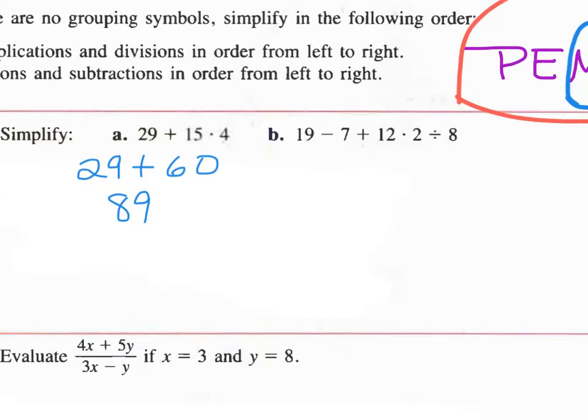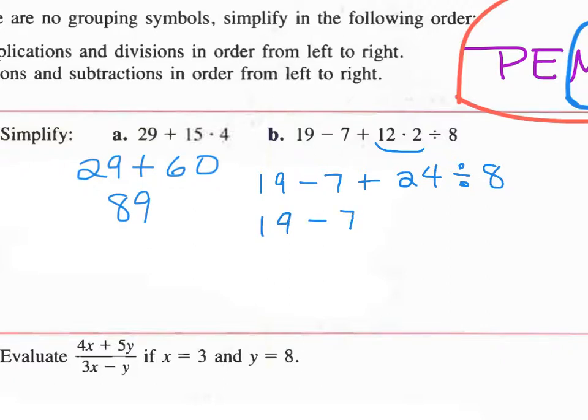All right, next one, part B. What do I need to do first here? Multiply 12 times 2. Perfect. Okay, so we're going to multiply the 12 times 2 first. So I'm going to rewrite the 19 minus 7, put the plus sign. I'm going to multiply the 12 times 2. Then I'm going to drop down my division and my 8. Okay, what's my second step? Divide 24 by 8. And you get?